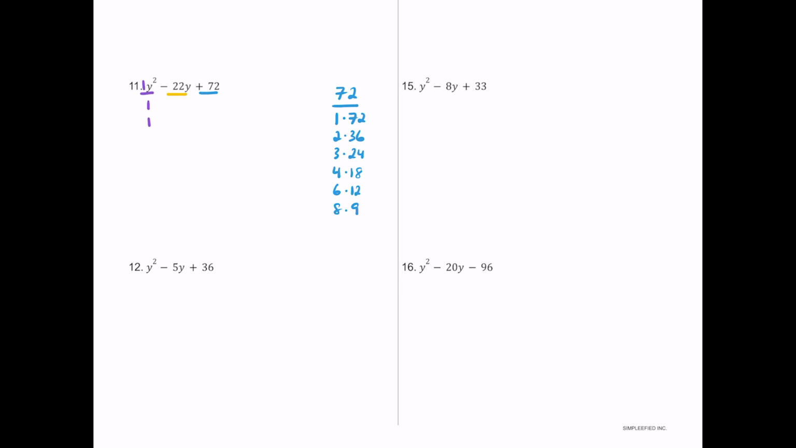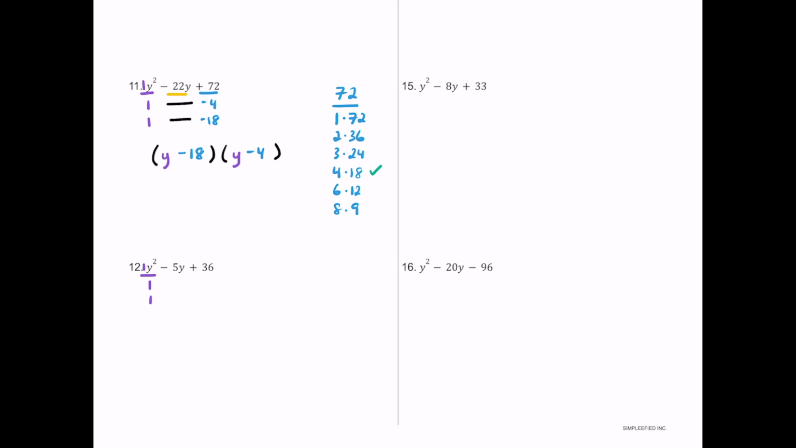So there's a lot of factors of 72, but I'm going to go with this 4 and 18 here, right? So I'm going to go with a -4 and a -18. So that would be -4y, -18y. That would combine to make -22y. So let's go ahead and set this up. We'll put y and y, and we can put a -4 on the outers and then a -18 on the inners. Now it's factored.